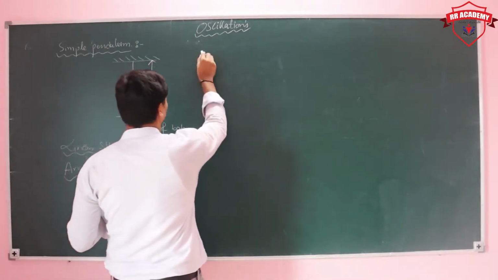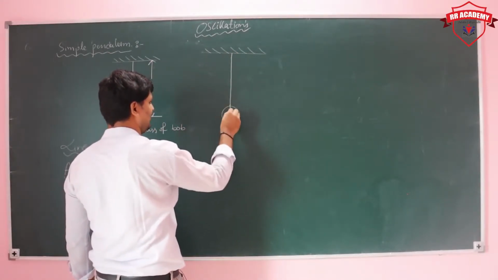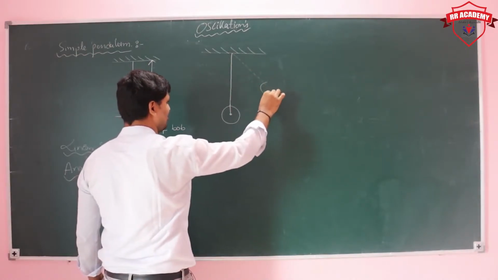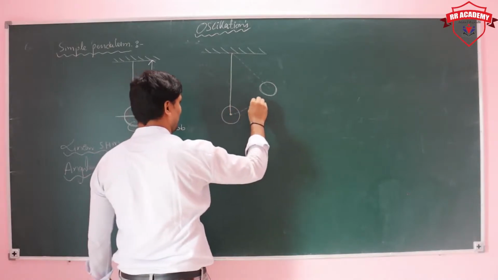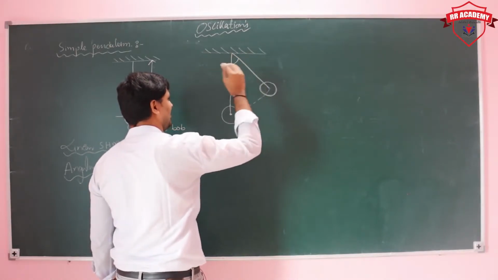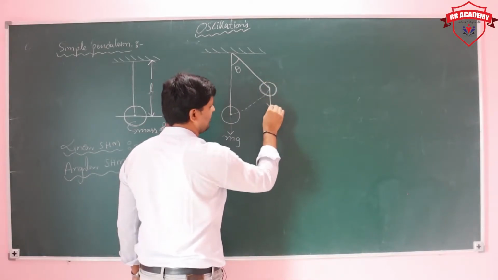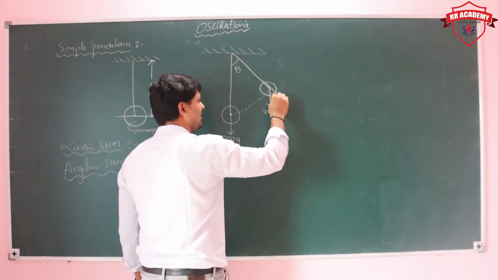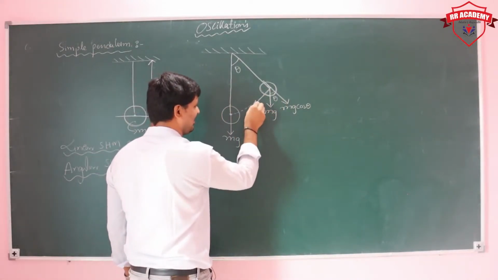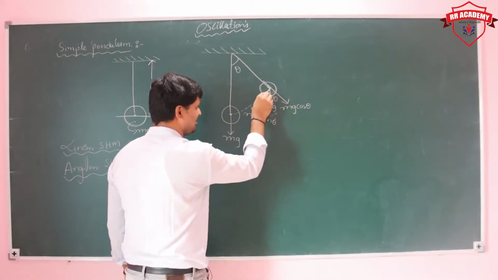So let's see how we are calculating it. This is a pendulum of length L, which is undergoing simple harmonic motion. At any position making an angle theta with the vertical, this is the weight mg. It can be resolved into two components, mg cos theta and mg sin theta.